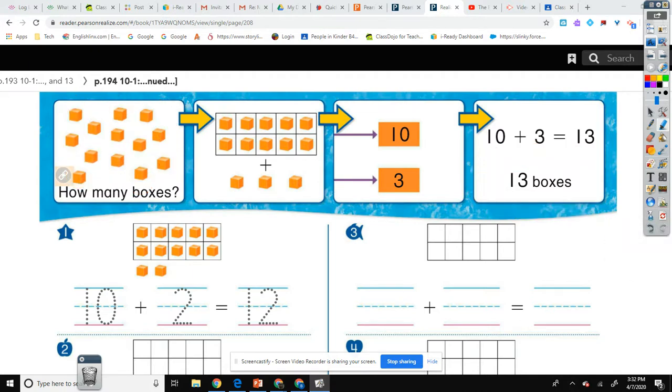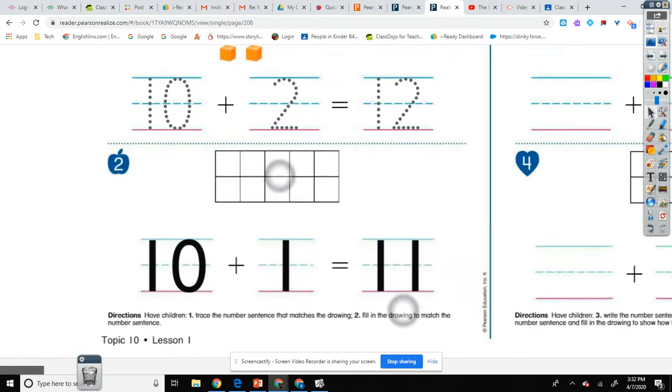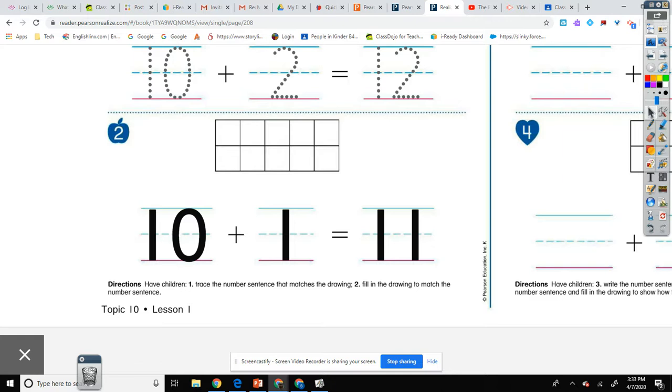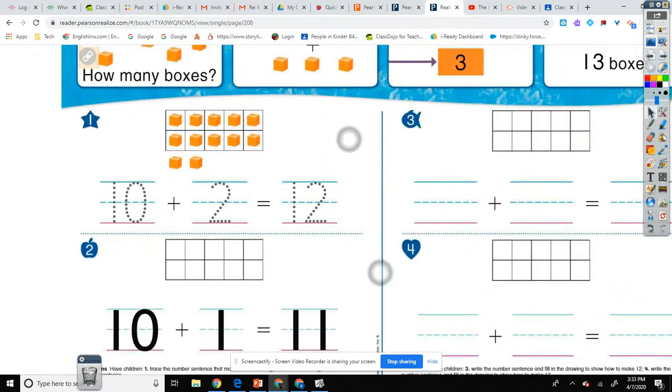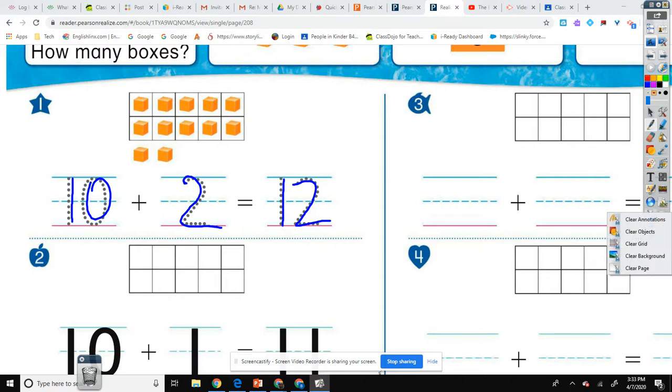Let's go down to work on this one at a time. What does 1 say? Directions. Have children trace the number sentence that matches the drawing. So that's easy. You just trace. 10 plus 2 is equal to 12. You just trace. 10 frame plus 2 ones equal to 12. That's easy enough. Let's go to number 2.